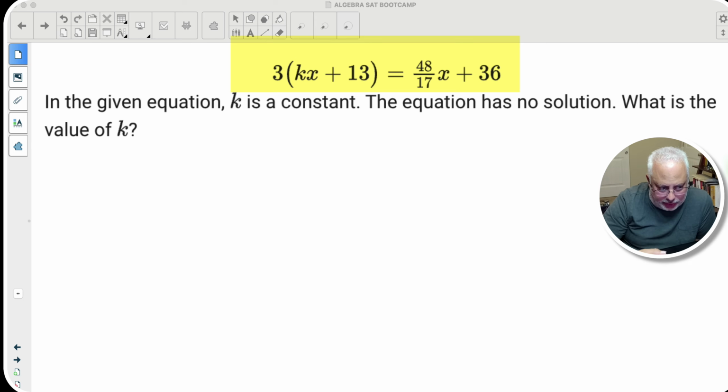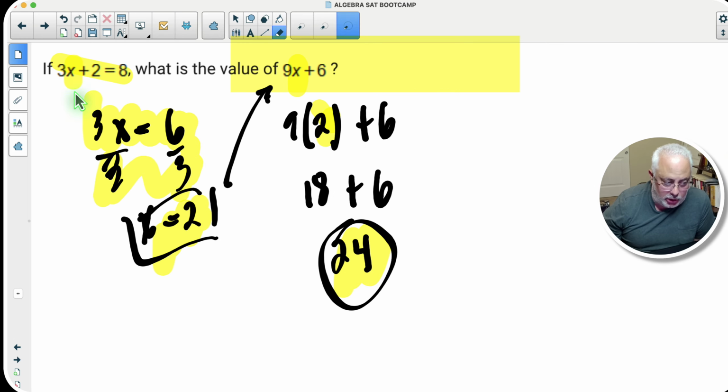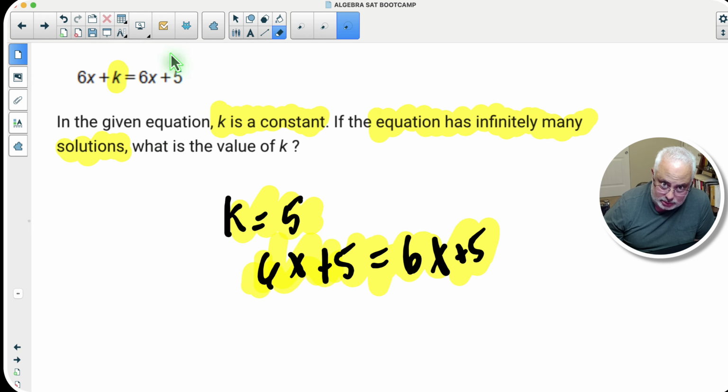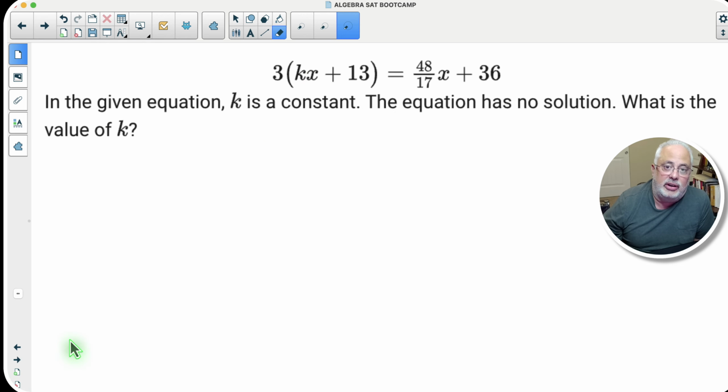3 times parentheses kx plus 13 equals 48 over 17x plus 36. Now I'm going to move back to the easy question. Very simple structure. So the difference is here, the structure is more difficult, it's more complex.